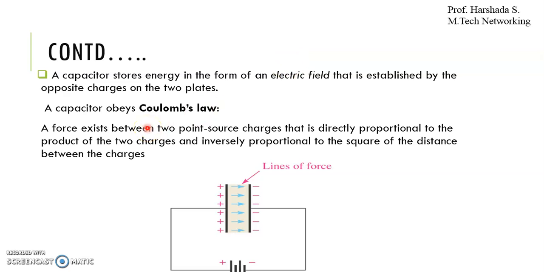Now, the capacitor totally depends on which law? Coulomb's law. So what is Coulomb's law? Now see here, a force exists between two points or source charges that is directly proportional to the product of the two charges and inversely proportional to the square of the distance between the charges. I repeat again, Coulomb's law: the force between two source charges is directly proportional to the product of the charges and inversely proportional to the square of the distance. So this is your Coulomb's law.